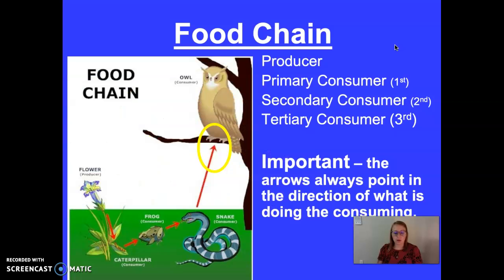Here's another example of a food chain. It's important to note the way the arrows are pointing. So the arrows point to whatever is doing the eating or the way the energy is flowing. So in this food chain, the caterpillar eats the flower, the frog eats the caterpillar, the snake eats the frog, and the owl eats the snake. And again, this is a food chain, so it's only showing one type of relationship. Owls eat more than just snakes, but for the sake of this, we're just looking at one feeding relationship.